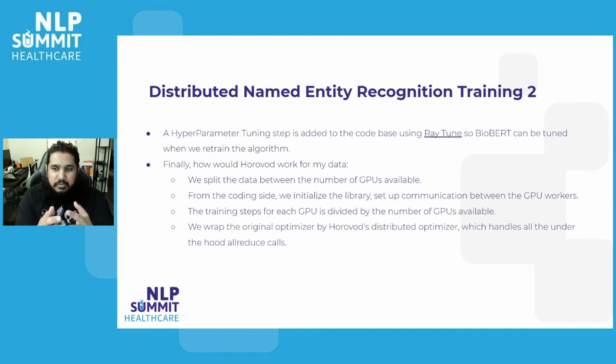The training steps for each GPU is then divided by the number of GPUs available. And then what you do is you wrap the original optimizer with the Horovod distributed optimizer, which handles all the all-reduce calls under the hood. Using the distributed optimizer, Horovod does synchronized parameter updates. And these steps are more detailed in Horovod with TensorFlow. It's given in their documentation. And again, I have added the link in the references as well.